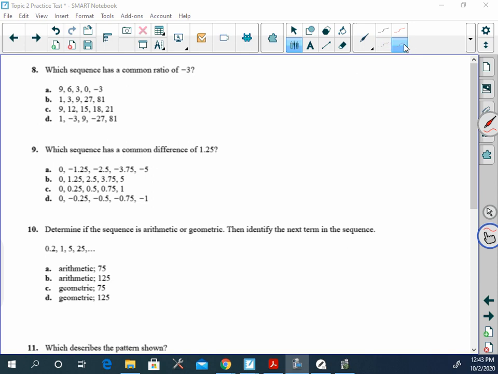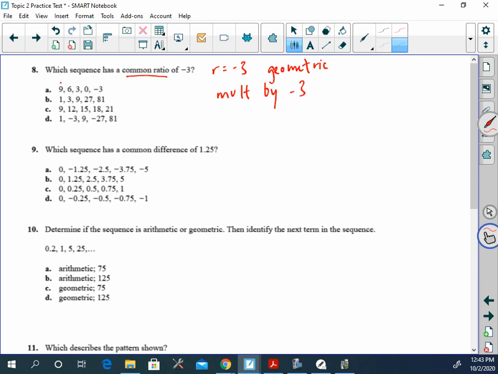Okay, multiple choice here. Which sequence has a common ratio of -3? When you see common ratio, you should know that your r value is -3, which means it's geometric. That means we're always multiplying by -3 to get the next term.